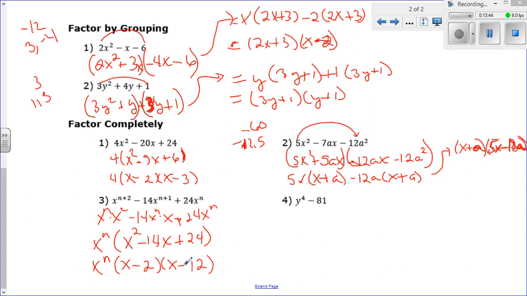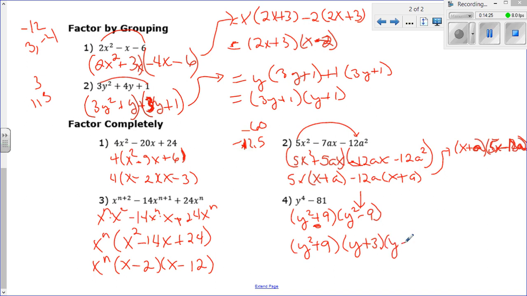Last and final question. y to the fourth minus 81 is a difference of two perfect squares, because y to the fourth, any even power is a perfect square, and 81 is a perfect square. So this is y squared plus 9 and y squared minus 9. The y squared plus 9 cannot be factored because it's a sum of two perfect squares, not a difference. But the y squared minus 9 can definitely be factored again as a difference of two perfect squares. So that's just y plus 3, y minus 3.